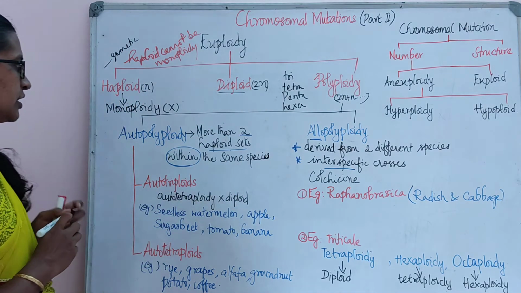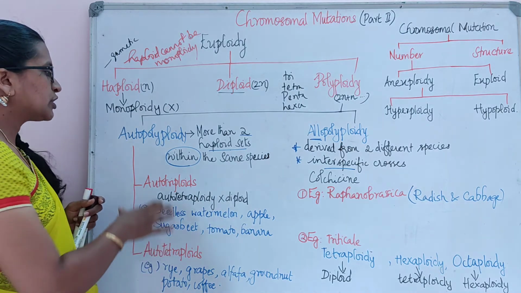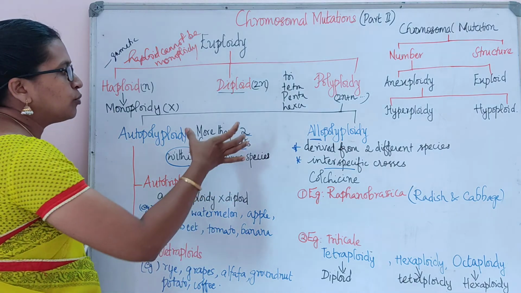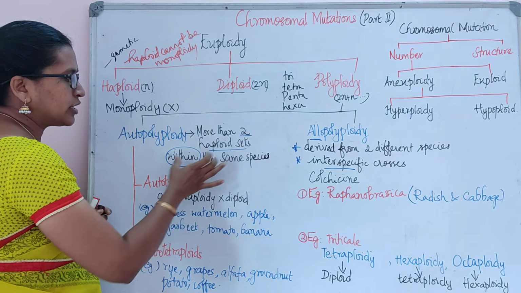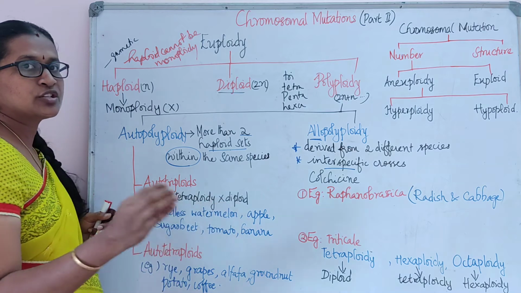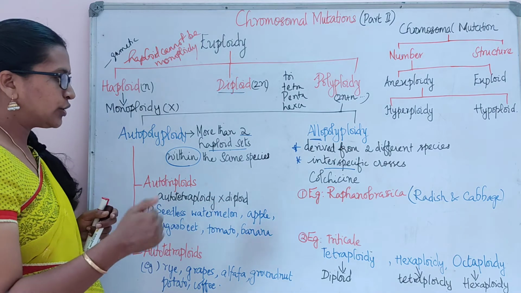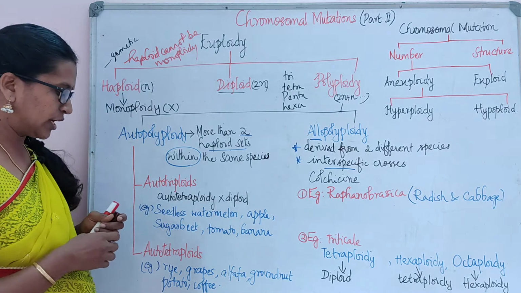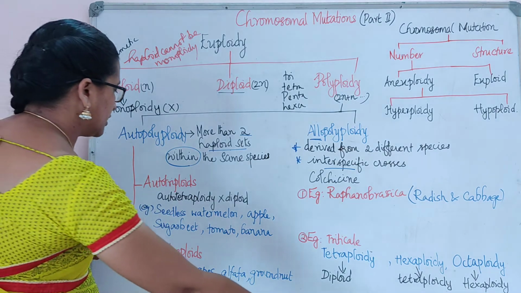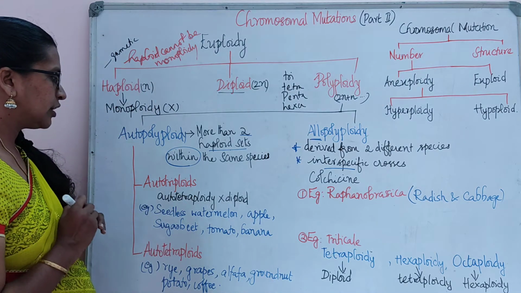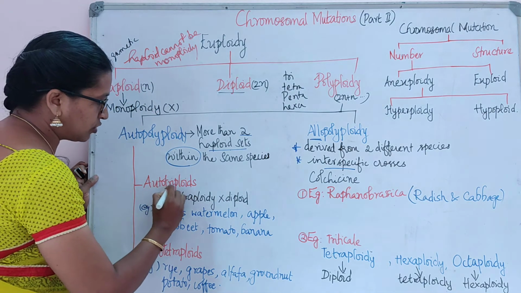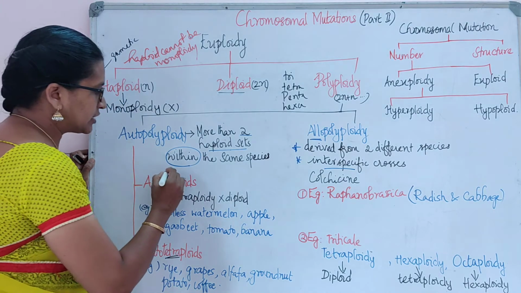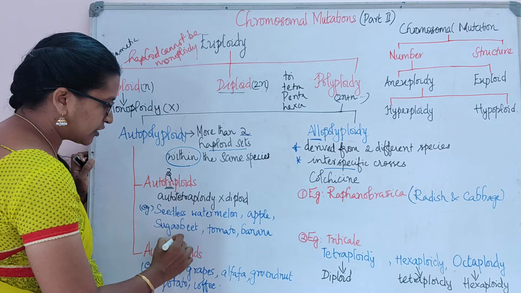So here again we are back to autopolyploidy. So in this polyploidy, how are we getting it? So more than two haploid sets within the same species are going to get crossed to get an autopolyploidy. So depending upon that, we have two types of ploidy here. One thing is autotriploids and autotetraploids. The word itself indicates that here it is 3 and here it is 4.